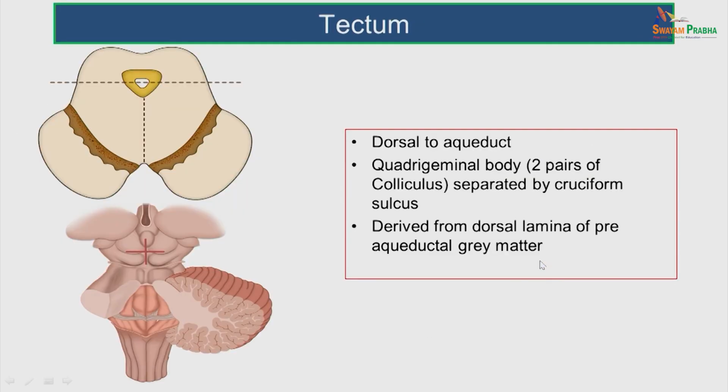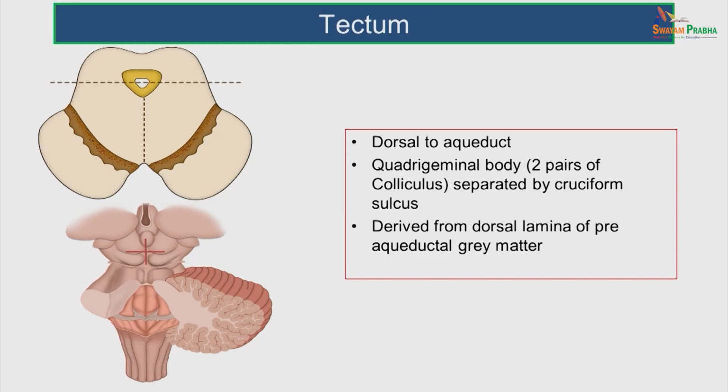So now we have studied the crus cerebri, substantia nigra and tegmentum. Let us see what we see at the tectum. This tectum is just posterior to the cerebral aqueduct. Here we appreciate the quadrigeminal body, that is the 2 pairs of colliculi, superior and inferior, separated by the cruciform sulcus. And this is derived from the dorsal lamina of the pre-aqueductal grey matter.